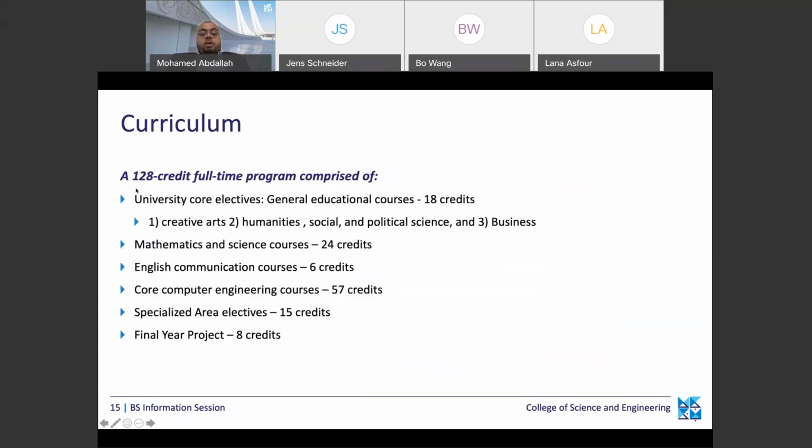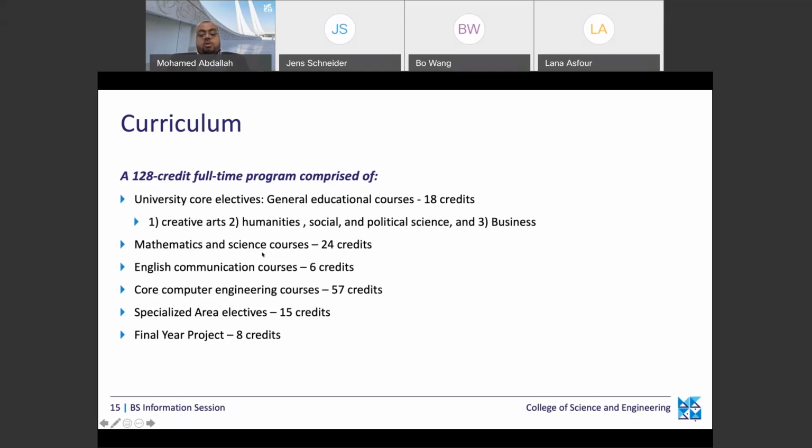The curriculum is a 128 credit full-time program. For the areas that I just mentioned, the University Core Elective, which is general education, is 18 credits, and they need to cover mainly three areas. Creative arts, like language, anything related to arts. The second category would be humanities, social, political science, history. And the last one, business, like you need to know how to do a business plan, to give you some entrepreneurship skills, which is very important nowadays, to teach students how to become entrepreneurs.